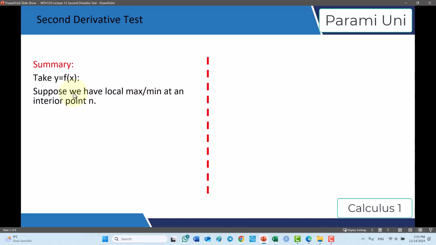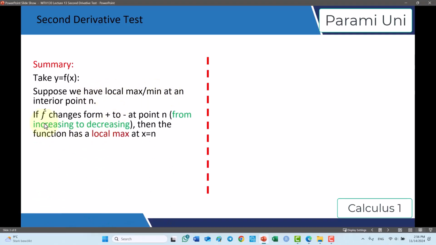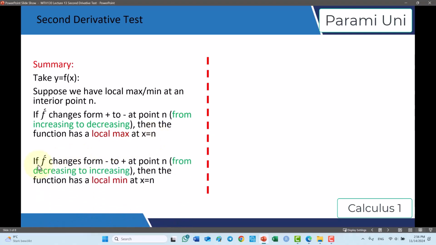Take again the function y equals f of x, and suppose that we have a local maximum or minimum at an interior point n. If f prime changes from positive to negative at point n, that means from increasing behavior to decreasing behavior, then the function has a local maximum at point n. Likewise, if f prime changes from negative to positive at point n, from decreasing behavior to increasing behavior, then the function has a local minimum at point n.